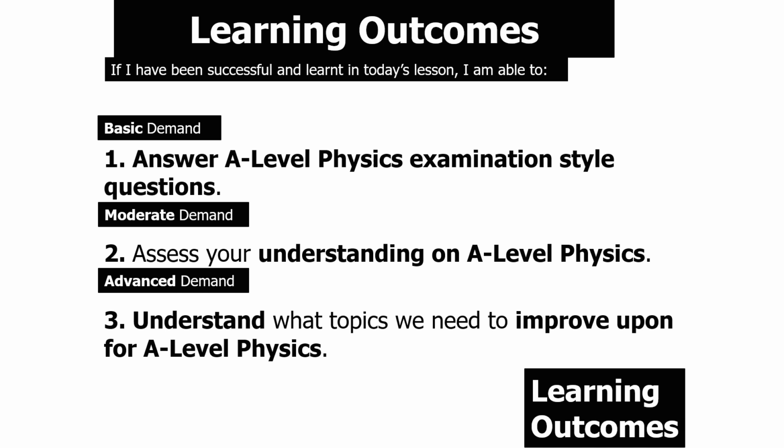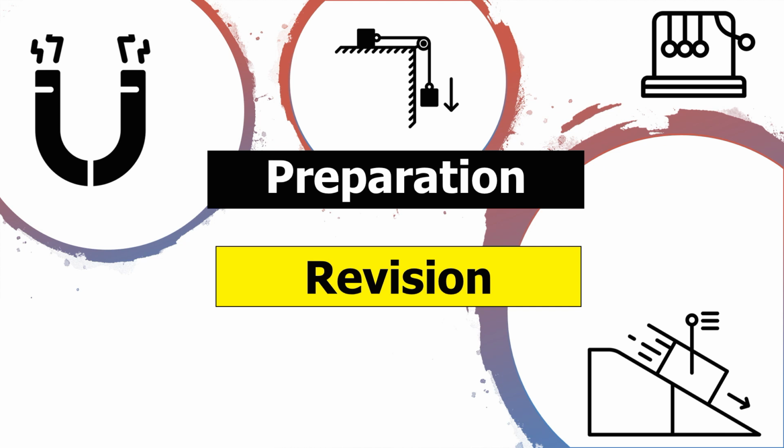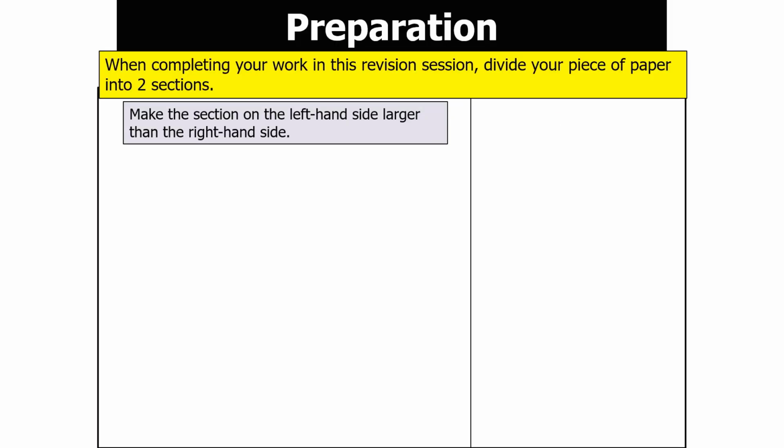You should have an understanding of what you know for the A-Level Physics capacitance topic, and then understand what topics in the capacitance module you need to improve upon for AQA A-Level Physics. So how should you prepare for revising in this revision session? Well, when you complete your work in this revision session, divide your piece of paper into 2 sections. Make the section on the left hand side larger than the right hand side.